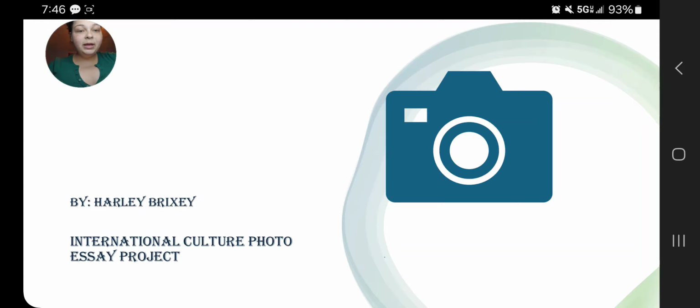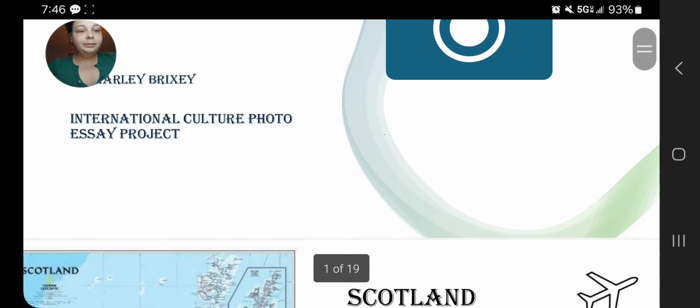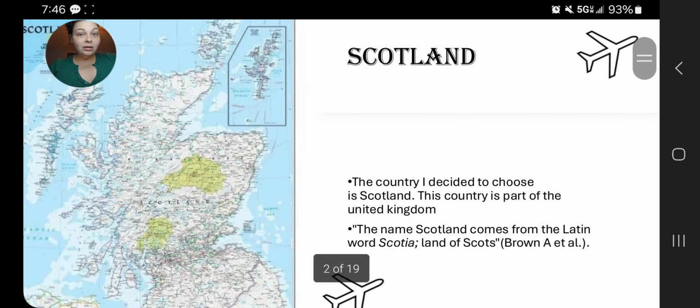Okay, so this is my international culture photo essay project, and I decided to choose Scotland. I've always been interested in Scotland, and when this project came up, I was like, you know what, we're going to do it. The country I decided to choose is Scotland. This country is part of the United Kingdom, and the name Scotland comes from the Latin word Scotia, land of Scots. That's what it means.